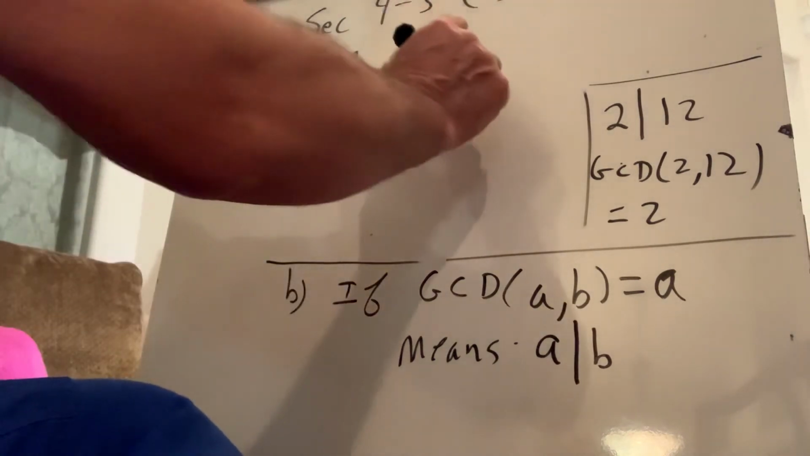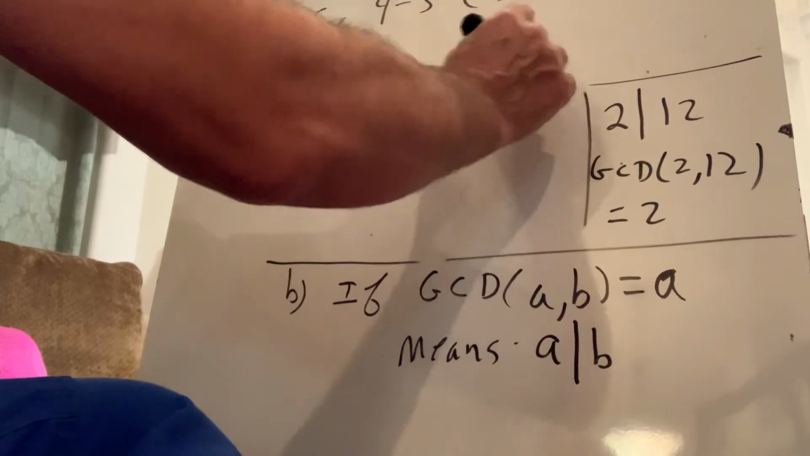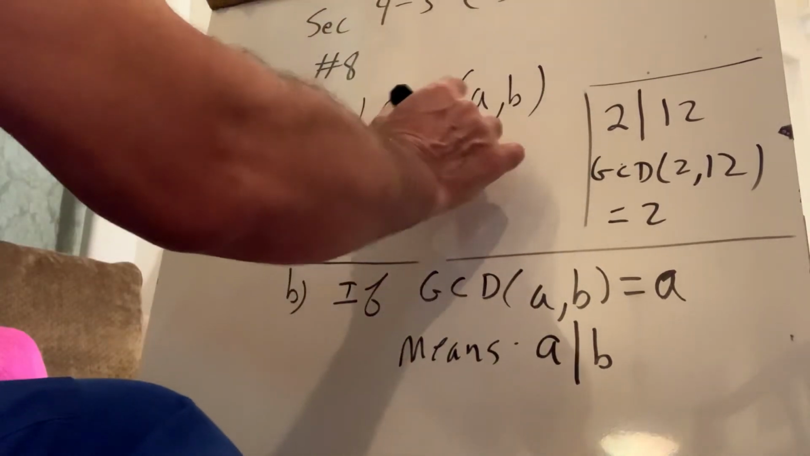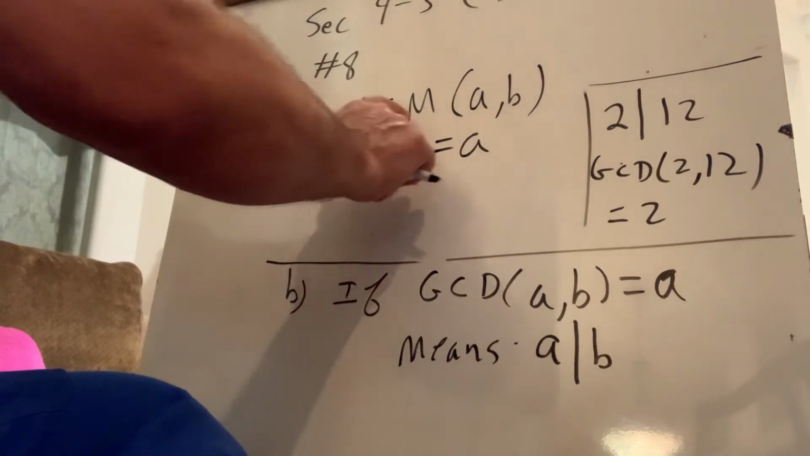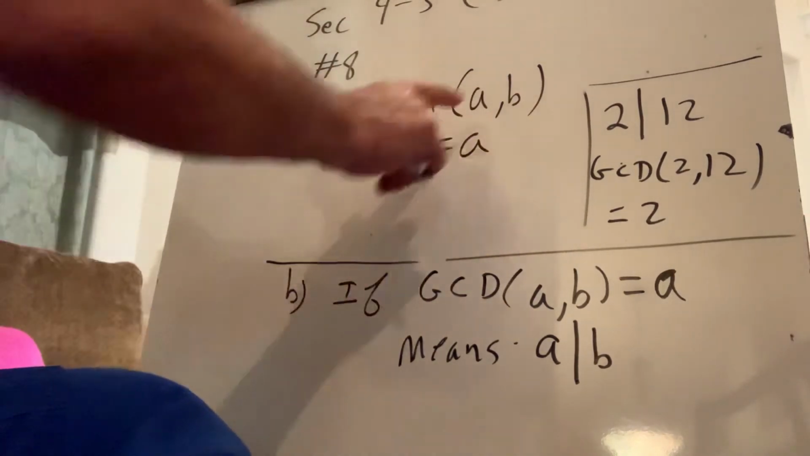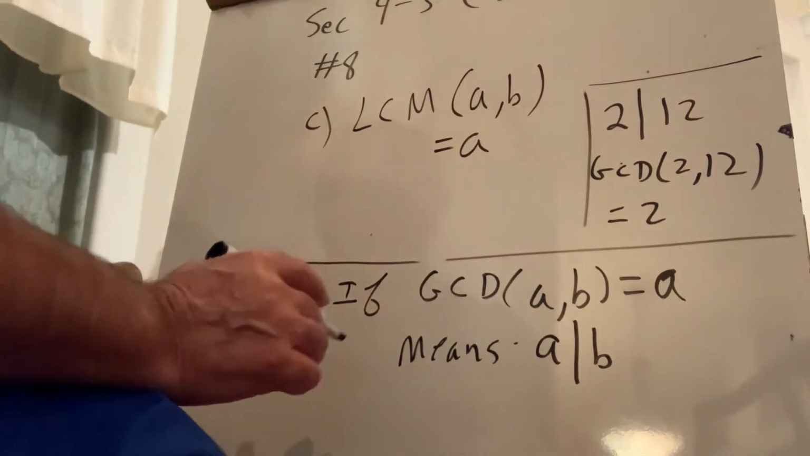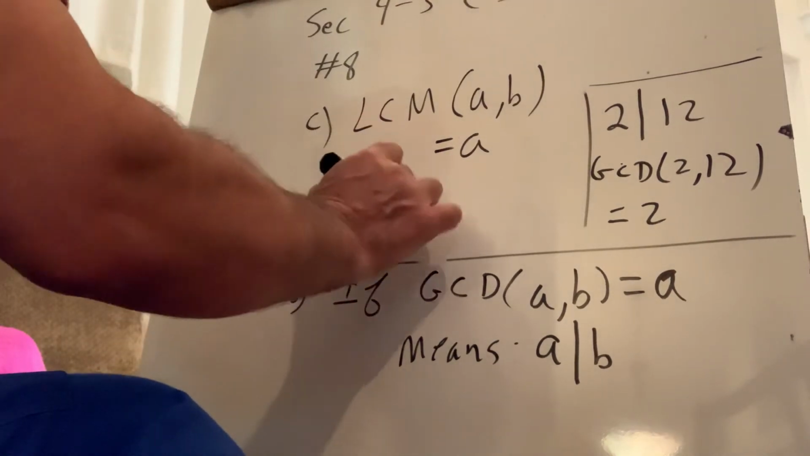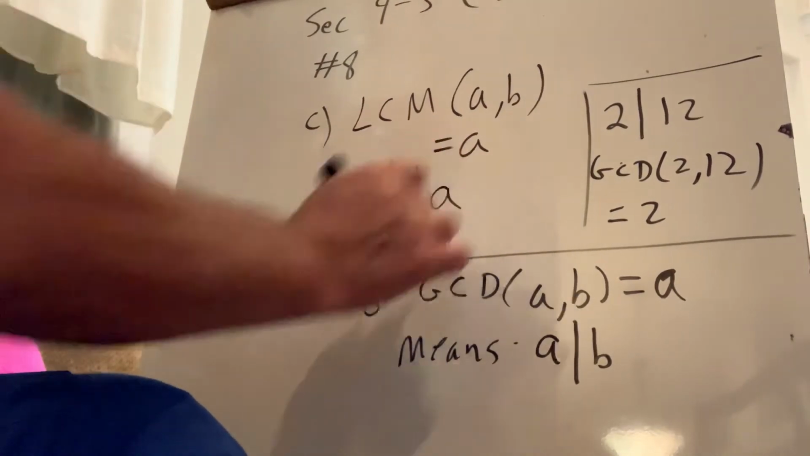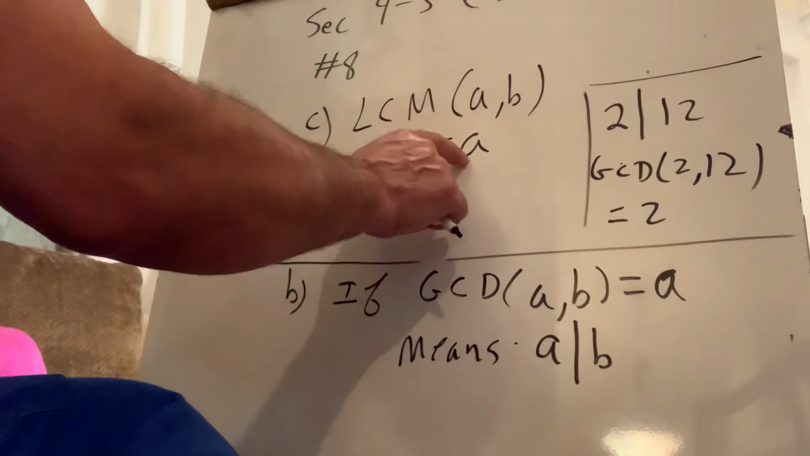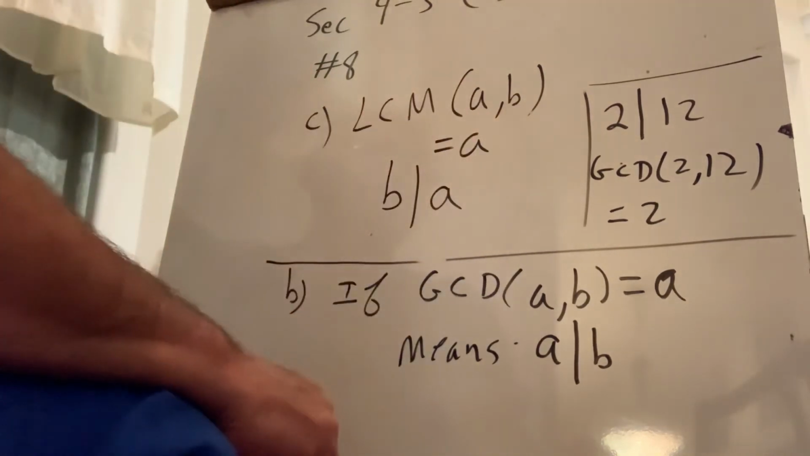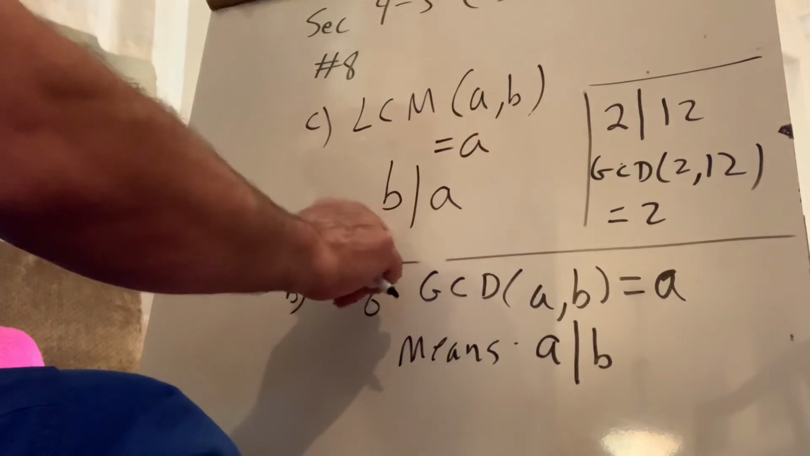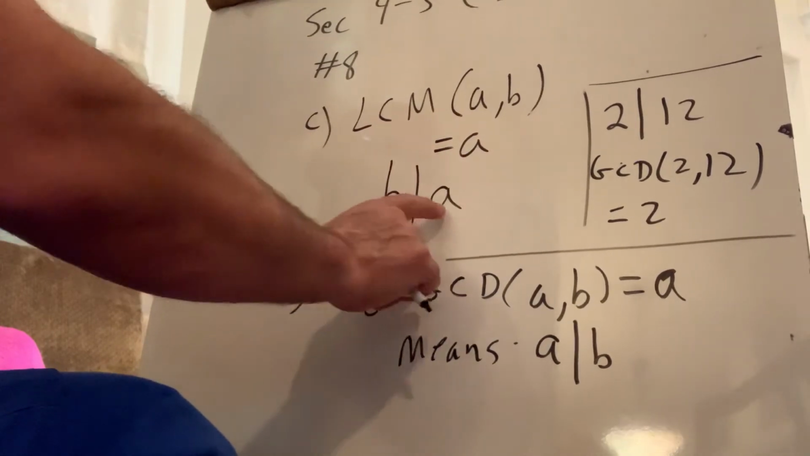So this time we know the LCM of A and B happens to be A. The question is, if the least common multiple of A and B is A, what can we say about the relationship between A and B? This time, the situation is flipped, which means that B must be a factor of A. Otherwise, A cannot be the smallest number that both numbers divide. So B must divide A.